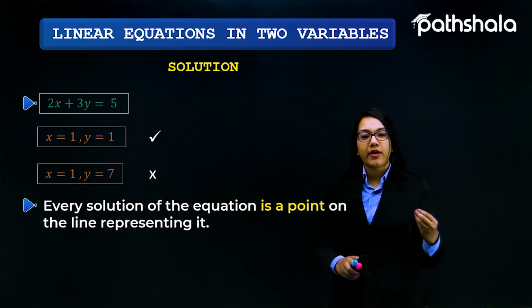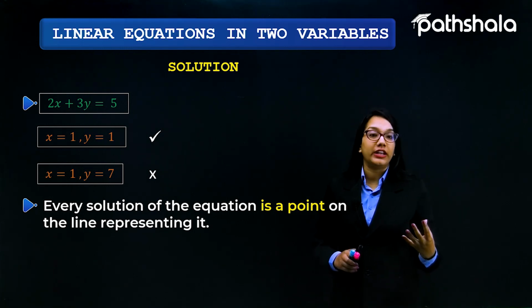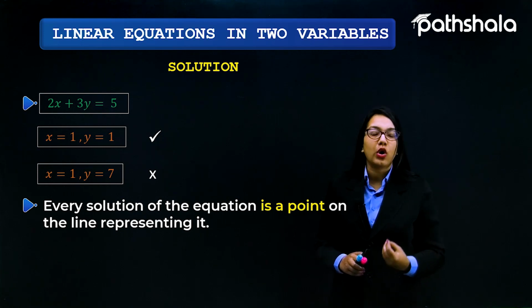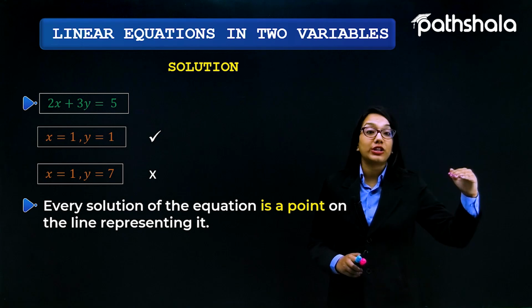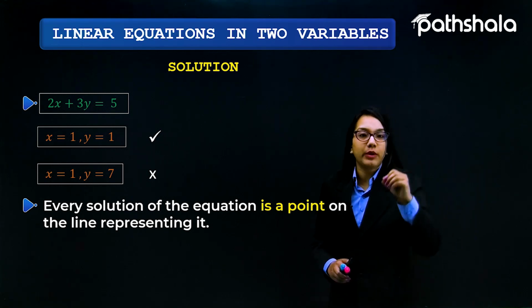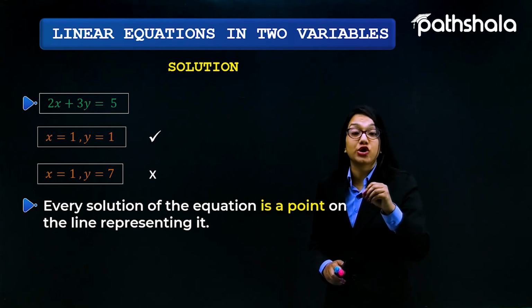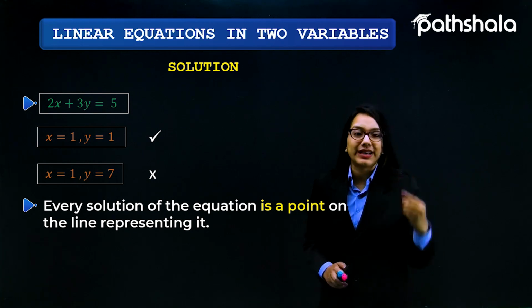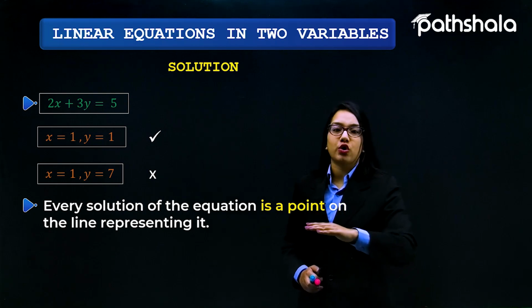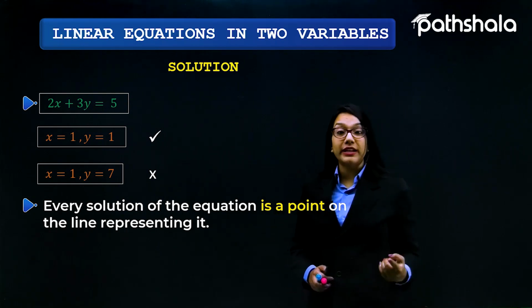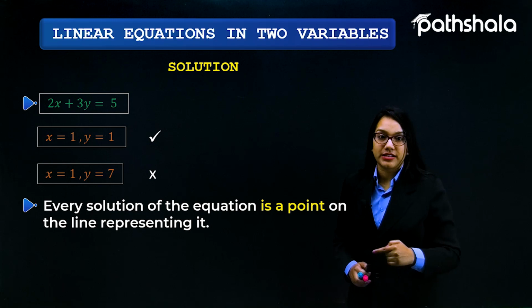So for instance, if I'm talking about the graph of a linear equation, we always know that the graph of a linear equation is always a straight line, and on the straight line each and every point represents a solution of that linear equation. So always remember that every solution of the equation is a point on the line that represents it.